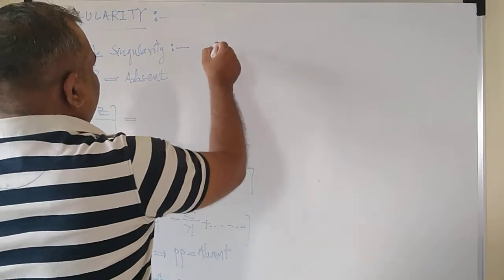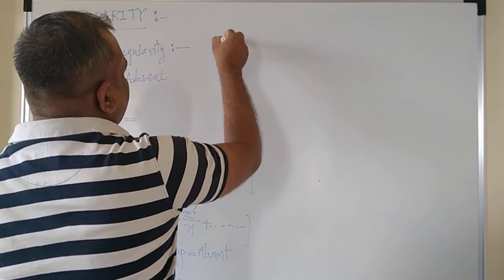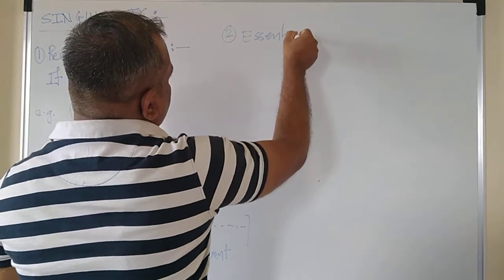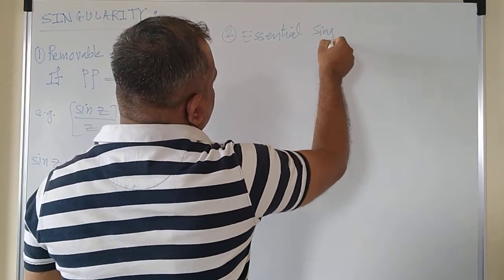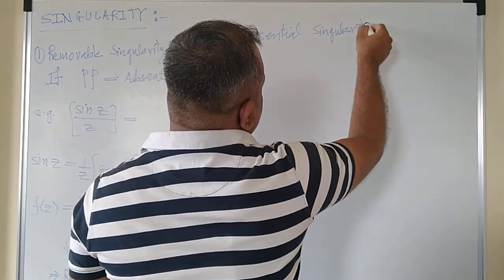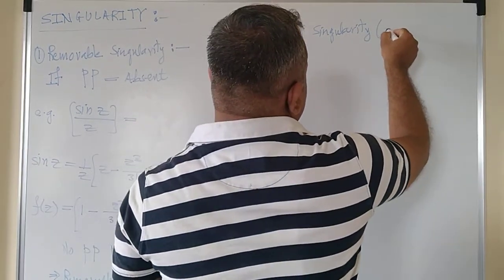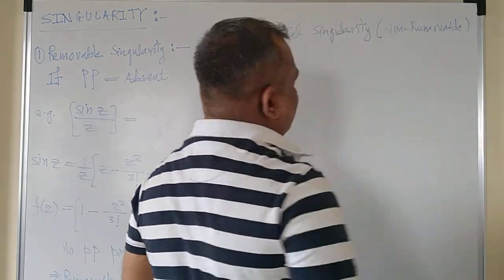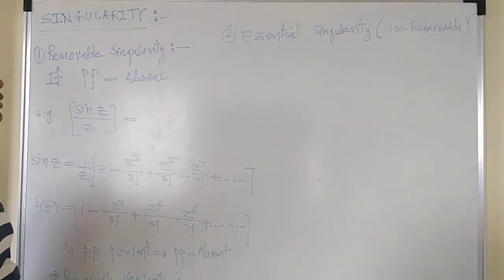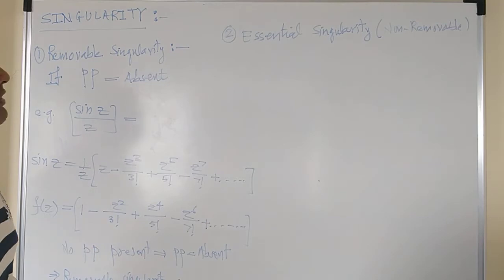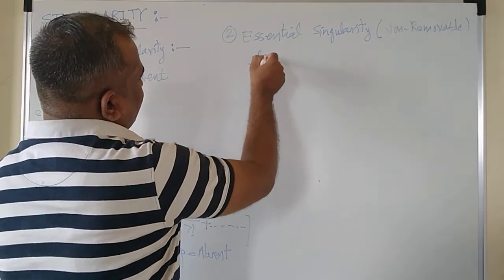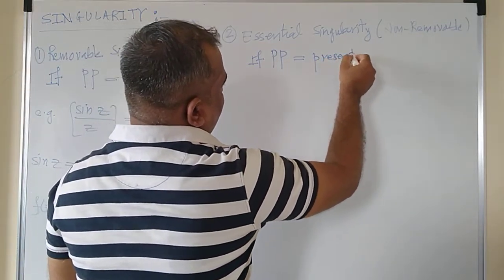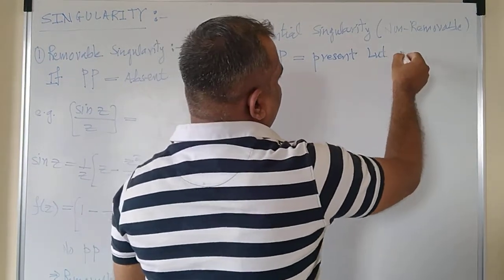The second kind of singularity is the essential singularity. This essential singularity is also called a non-removable singularity. And what is the essential singularity? An essential singularity is a singularity if the principal part is present but having an infinite number of terms.